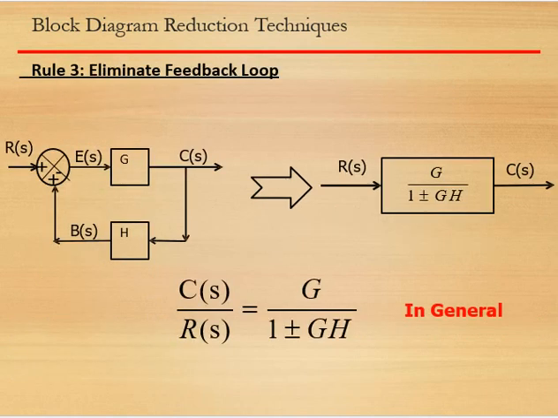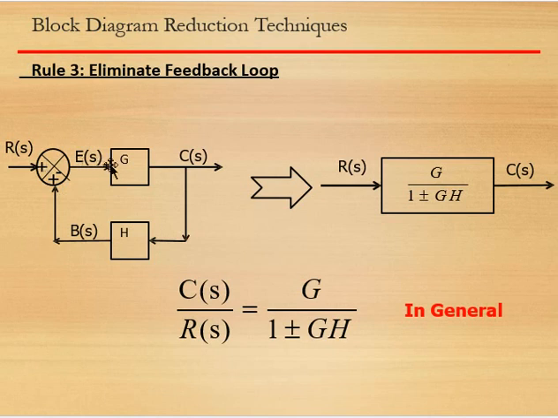Let us see the third part, that is eliminate feedback loop. We have seen this while studying the transfer function of a closed loop system, how to eliminate the feedback loop and get one equation. Again, we are revising this: this is R(S), then this is E(S). This is your summing point, the error is there.